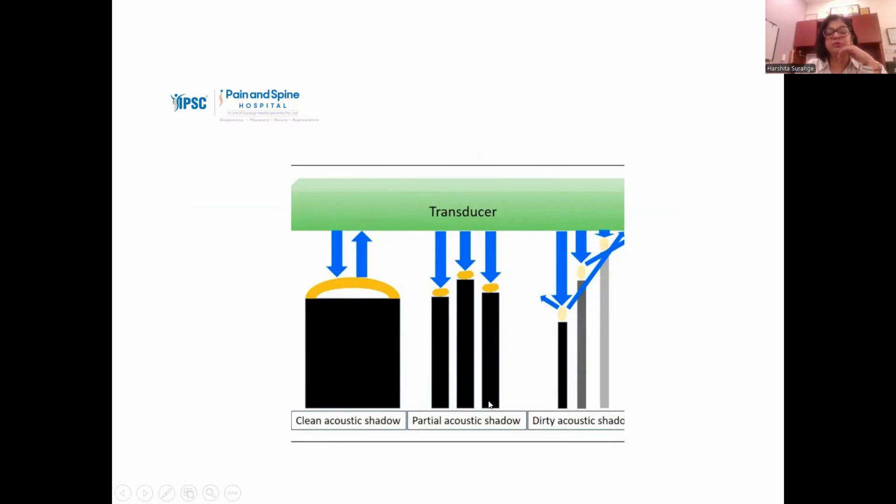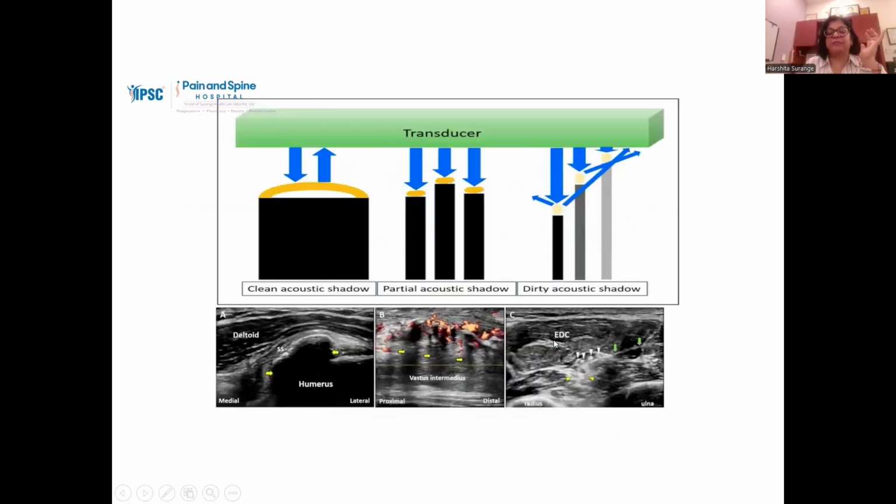In between, the ultrasound beams go deep down. This type of shadowing typically occurs in the trachea. And then we've got dirty acoustic shadowing. What is dirty acoustic shadowing? You don't get a sharp shadowing at all; you get shadowing, but not at all sharp. So distal acoustic shadowing, which is dirty, is mostly produced by air.